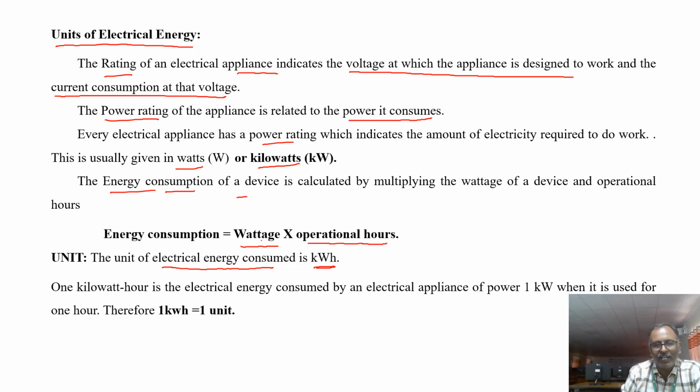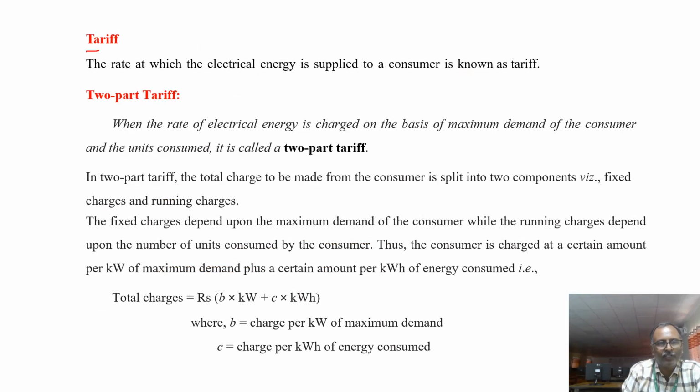If a device consumes 1 kilowatt power when it is operated for 1 hour, it is said to consume 1 unit. So 1 unit is equivalent to 1 kilowatt hour. Now let's see the tariff.